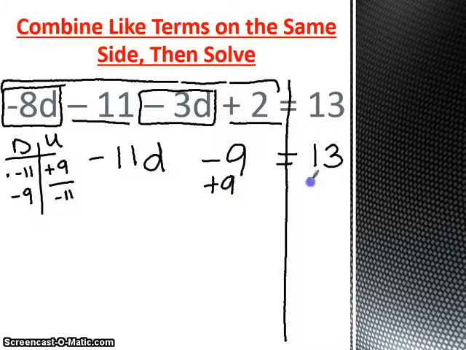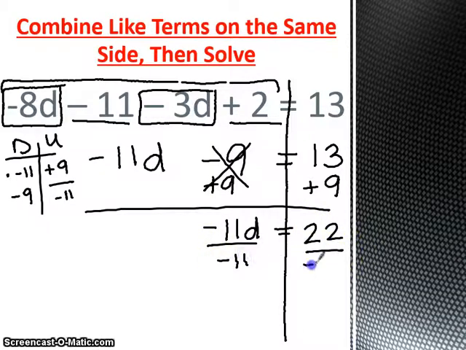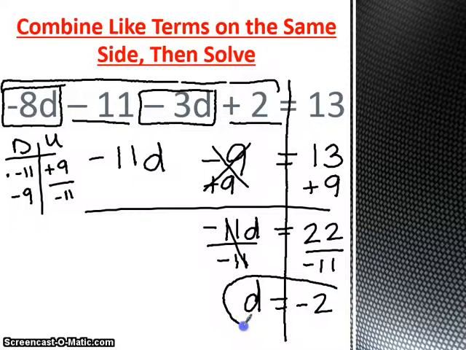So add 9 to each side. Negative 9 plus 9 is 0, so we get negative 11d equals 13 plus 9, which is 22. Divide each side by negative 11. That creates a coefficient of 1, and 1 times d is just d. 22 divided by negative 11 makes negative 2. So the value of the variable that will make this equation true is that d has to be negative 2. This is the only number that will make this equation true.